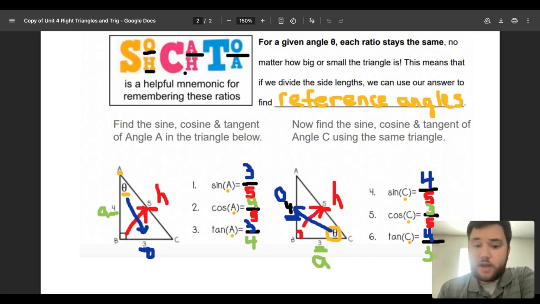And the last thing I want to point out is, take a look. The main difference is when we switched our reference angle, the opposite and adjacent sides switched. So even though sine is still opposite over hypotenuse, look, the 3 and the 4 kind of switched and traded places. So that's why identifying your reference angle is going to be very, very important when doing this.